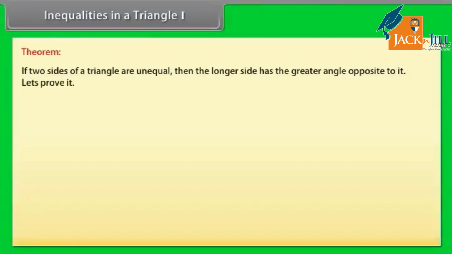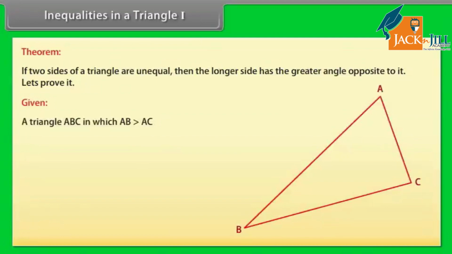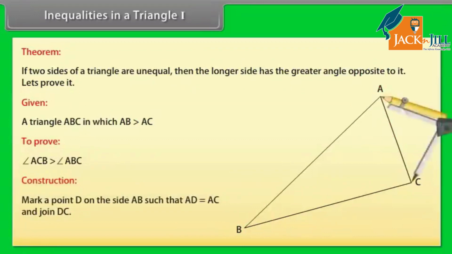Theorem: if two sides of a triangle are unequal, then the longer side has the greater angle opposite to it. Let's prove it. Given is a triangle ABC in which AB is greater than AC. We have to prove that angle ACB is greater than angle ABC. Construction: mark a point D on the side AB such that AD is equal to AC and join DC.